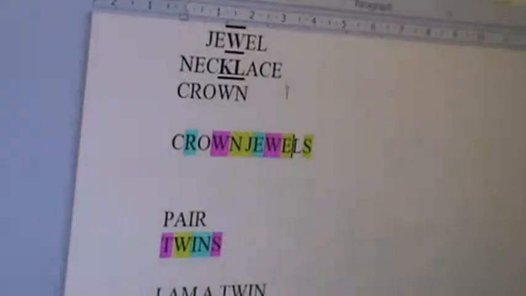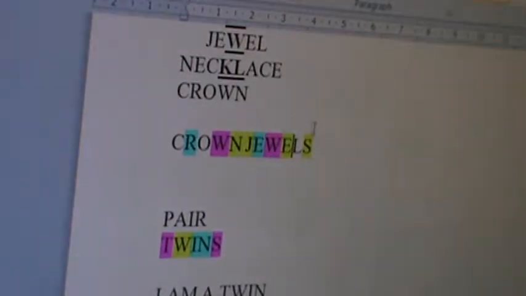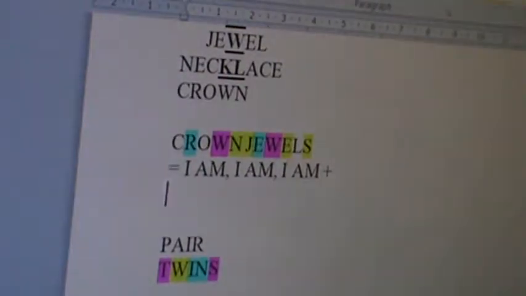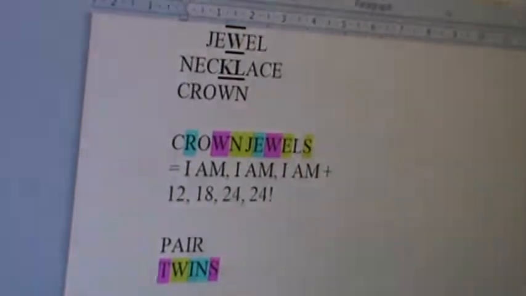The NJ is 24. The ES is 24. They're all multiples of 6s. 24, 24, 12, 18. Wow. So crown jewels equals I am, plus those teams of 3s left over. In detail, 12, 18, 24, 24. So that's the glory of Jehovah. Done. We've just solved the crown jewels.